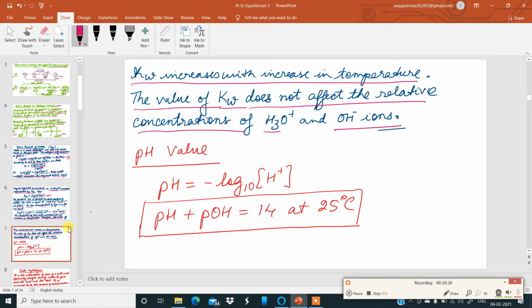Moving to the next thing over here, pH value, the potential of hydrogen ion concentration. pH, as per the definition you have learned from class 10, is equal to the negative logarithm to the base 10 of hydrogen ion concentration, and pH plus pOH, the potential of hydroxyl ion, is 14 at this temperature, 25 degrees Celsius or 298 Kelvin. Remember that, okay?